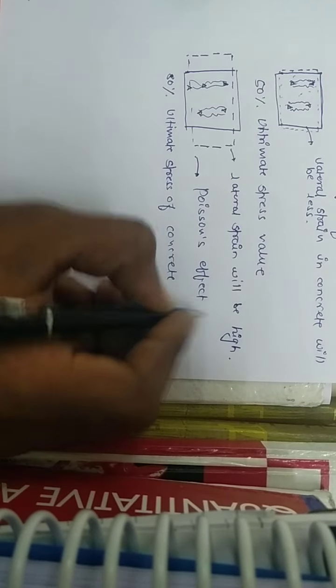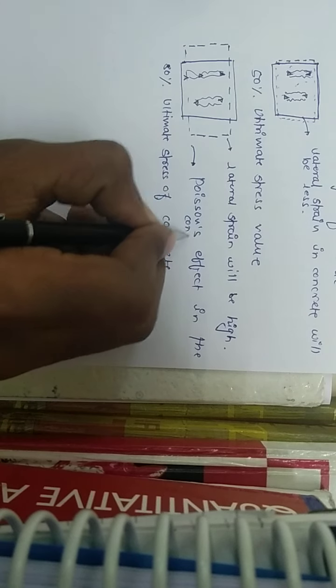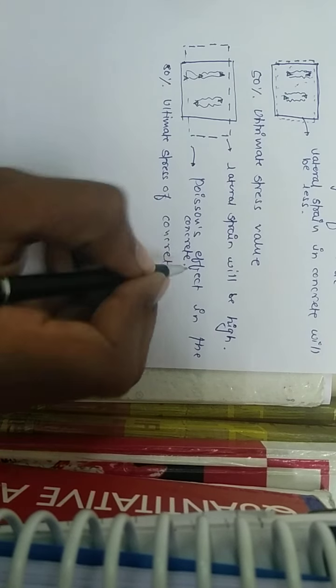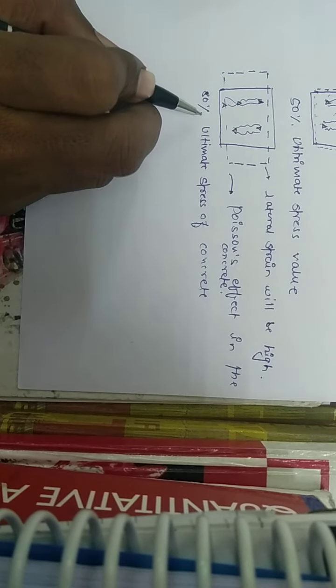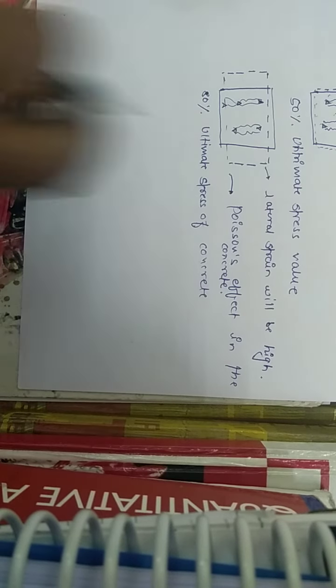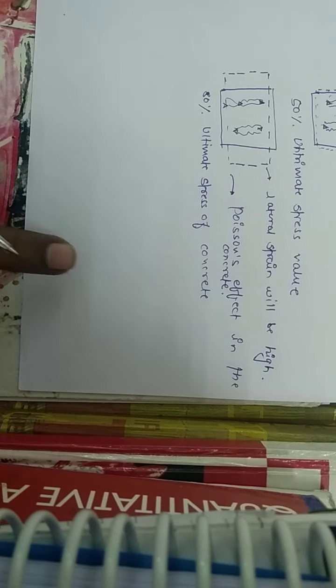Poisson's effect in the concrete. And if this value exceeds, or if the external force is greater than 80% of the ultimate stress of the concrete, then failure of the section will take place.